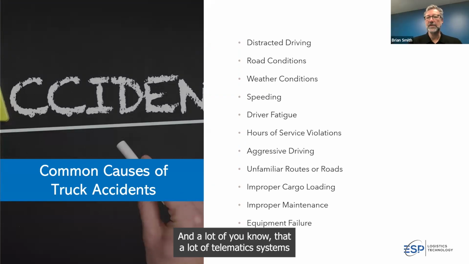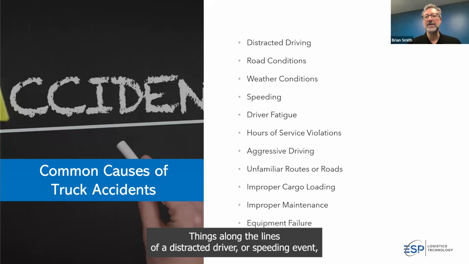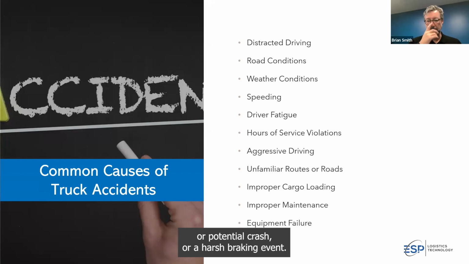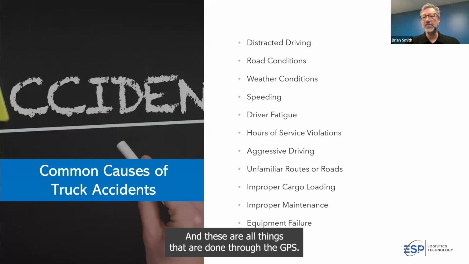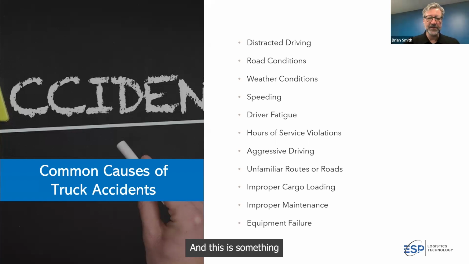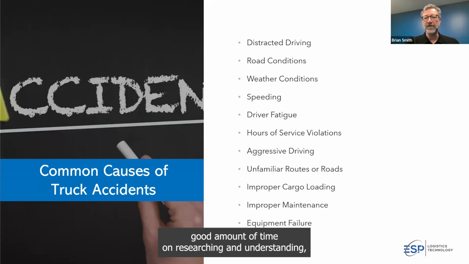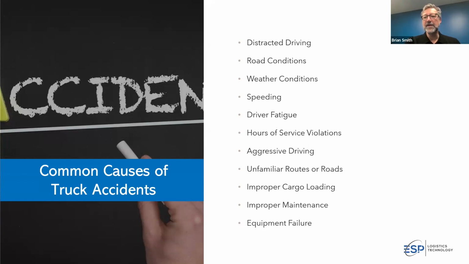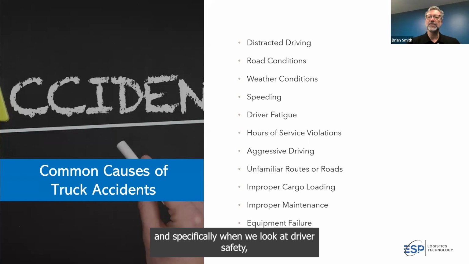And a lot of telematics systems can send information that you see in front of you, things along the lines of a distracted driver or speeding event or potential crash or harsh braking event. And these are all things that are done through the GPS. And this is something that we do spend a good amount of time on researching and understanding. And specifically when we look at driver safety, the first thing there is distracted driving.